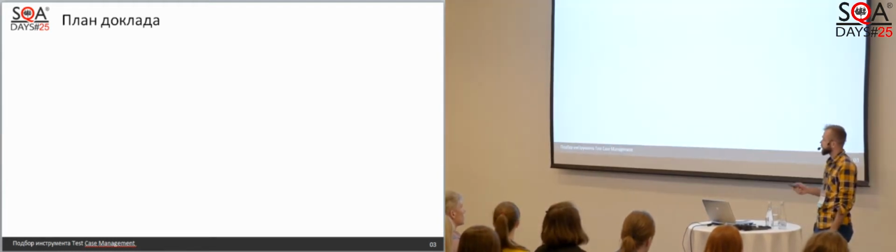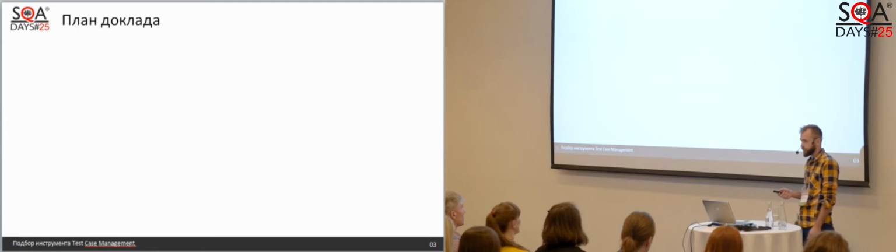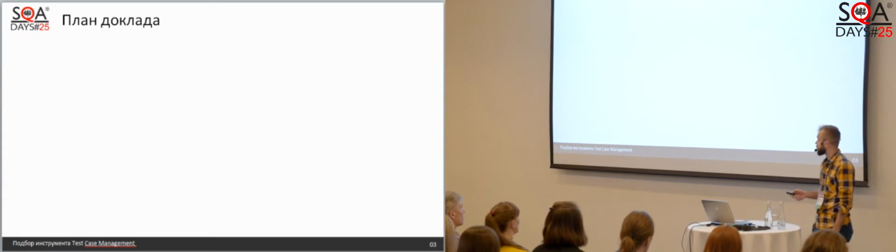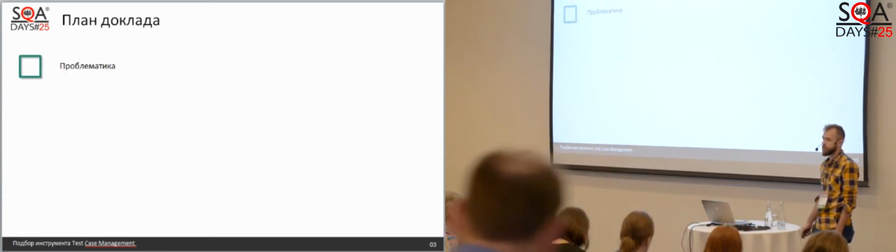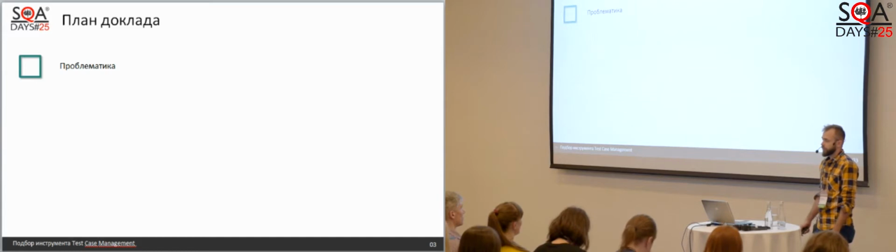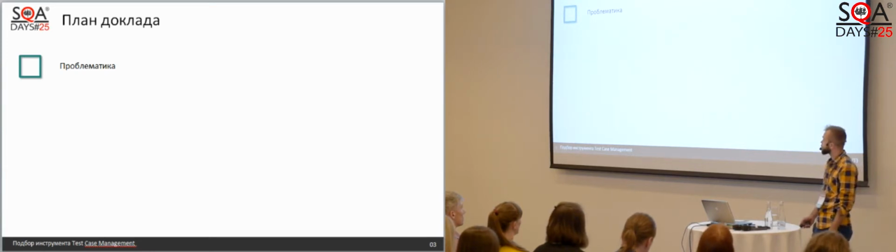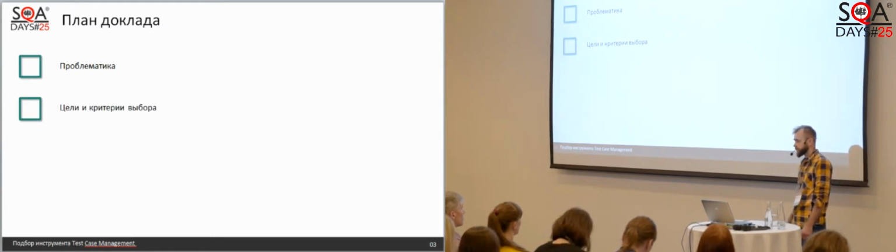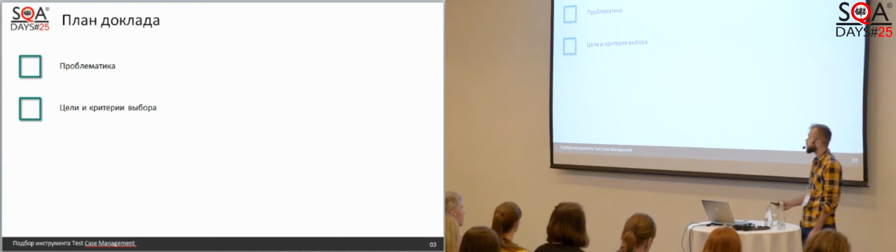The outline of my presentation is also a checklist on tool selection in test case management. The first item is description of a problem setting. In other words, you need to clearly figure out the terms of a problem that you identified. Then objectives and selection criteria.